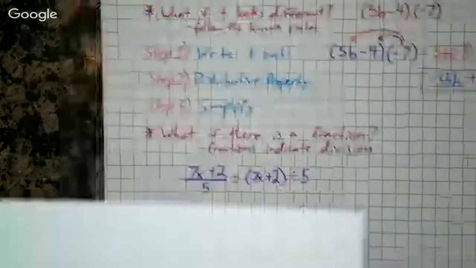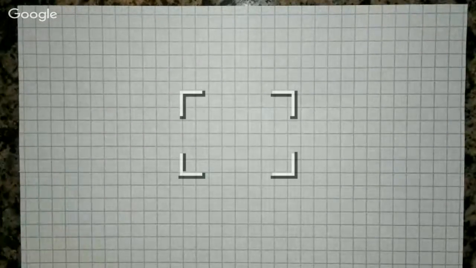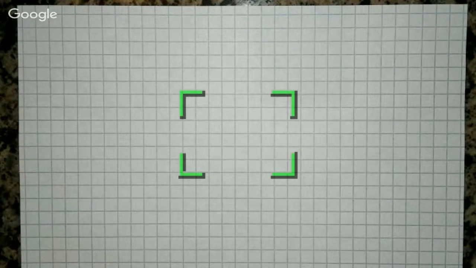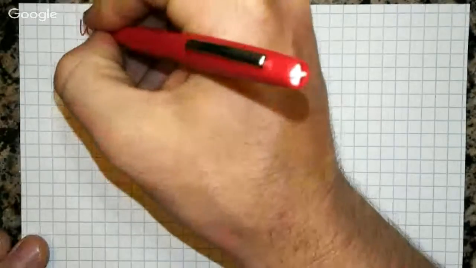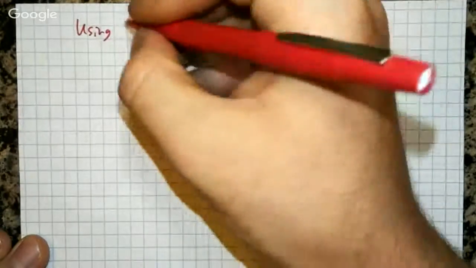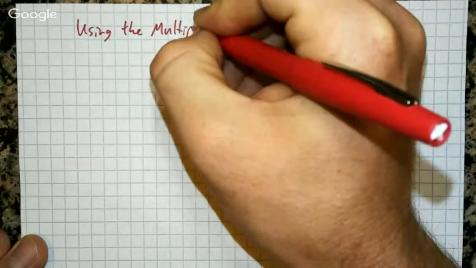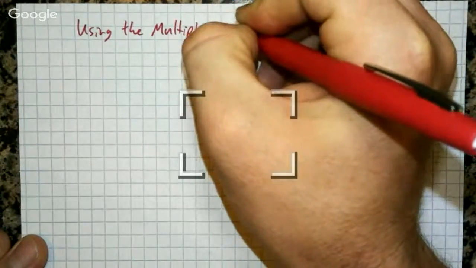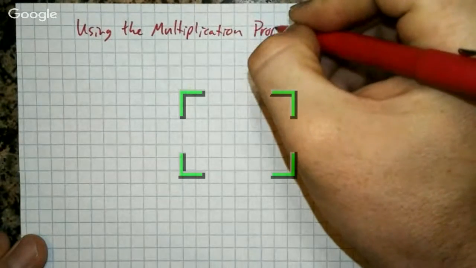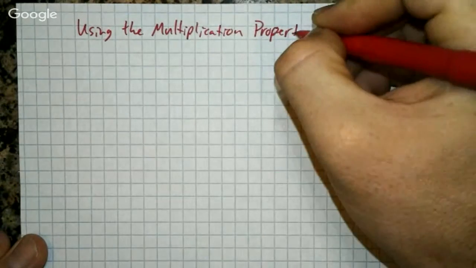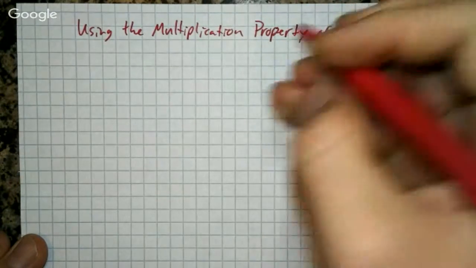I'm running out of space here, so I'm going to go ahead and switch to a different piece of paper. There we go. And the next thing we're going to go into is using a property. And the property we're going to use is the multiplication property of -1.